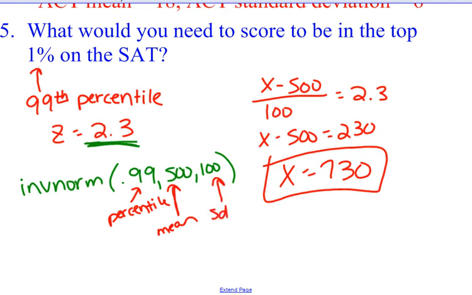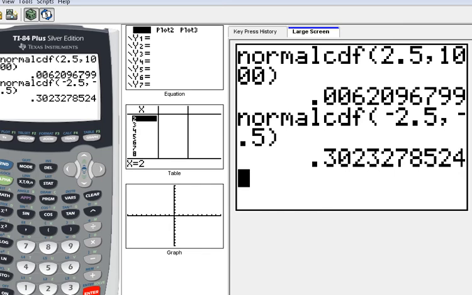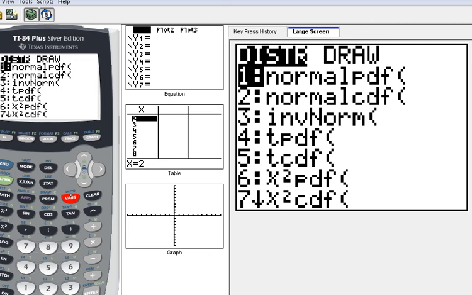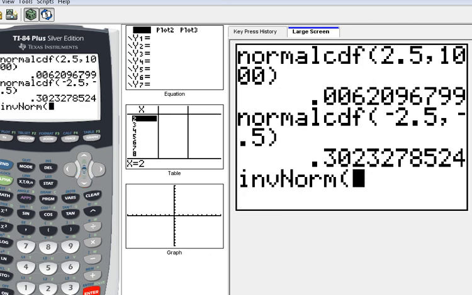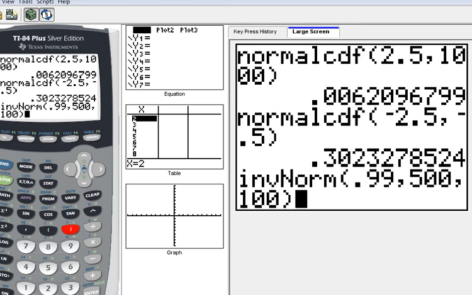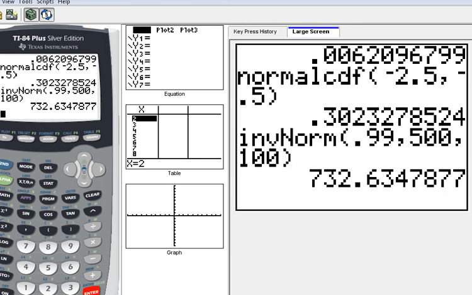So now on my calculator, it's going to give me a better answer than what I got by hand because I had to estimate by hand. So I'm going to go second vars inverse norm. See how number 3 says inverse norm? And I'm going to punch in the 0.99, comma, 500, comma, 100. Now this is going to use an exact number instead of estimating from table B. So I get the exact score of 732.63.